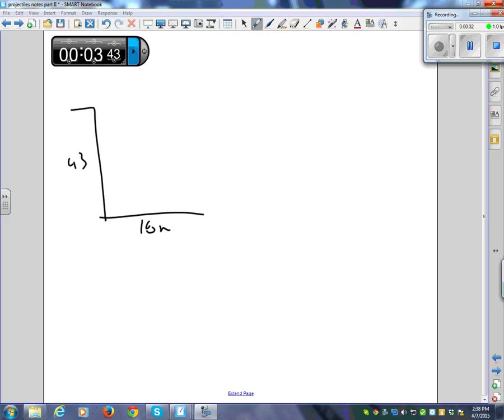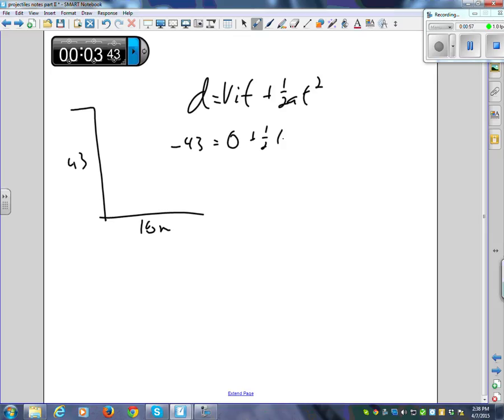First step is find the time of fall. D equals v_i t plus a half a t squared. What is the vertical displacement in the CSI question? Minus 43. What is the initial velocity falling? 0. Plus 1/2 of minus 9.8, because 9.8 is the vertical acceleration, and you're solving for t.